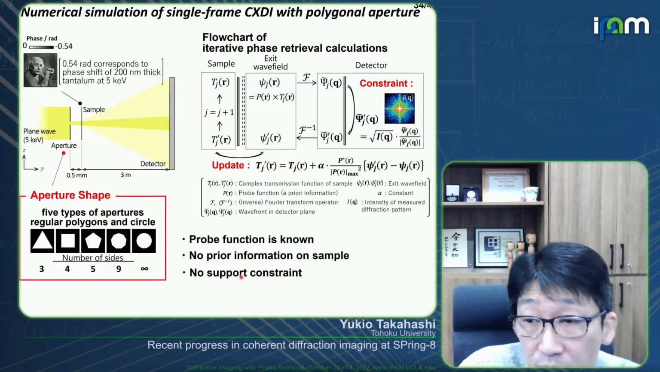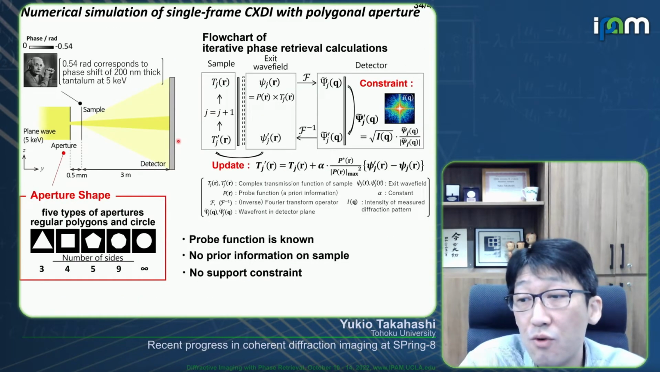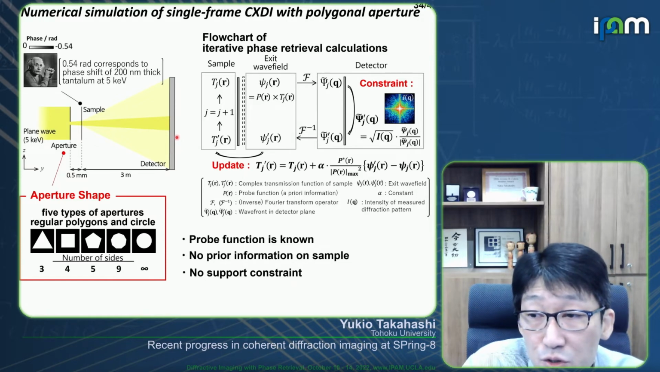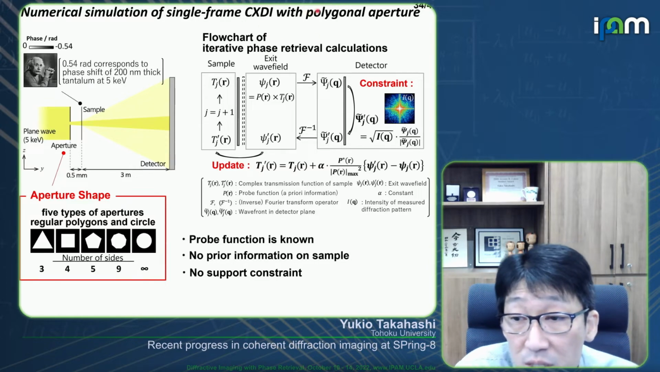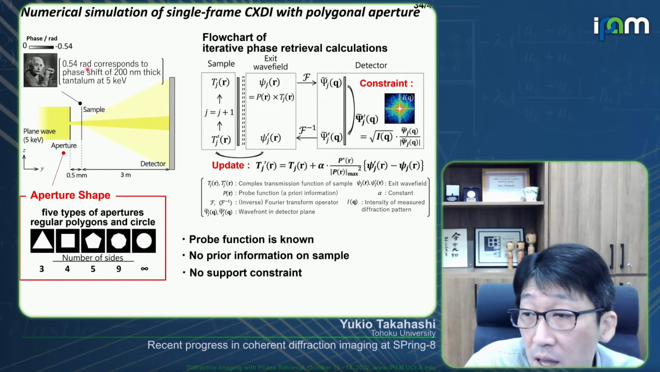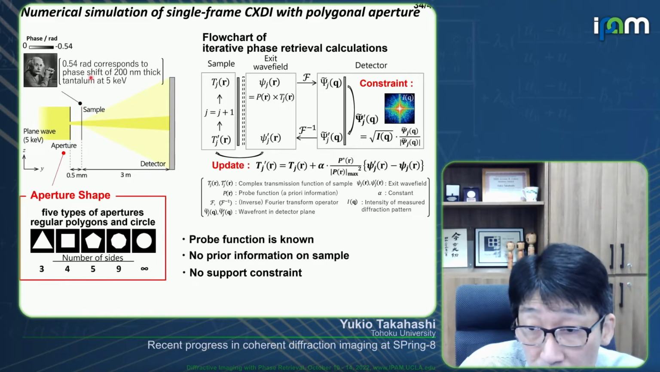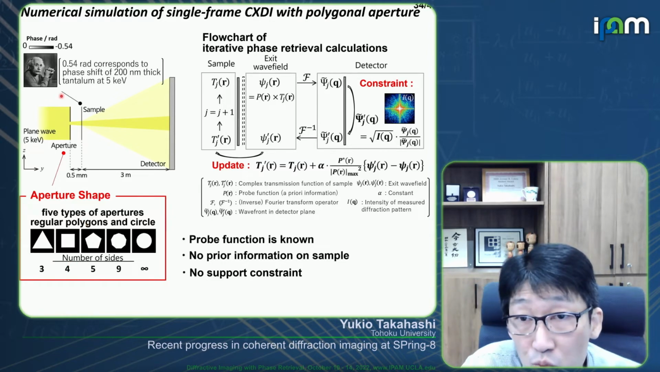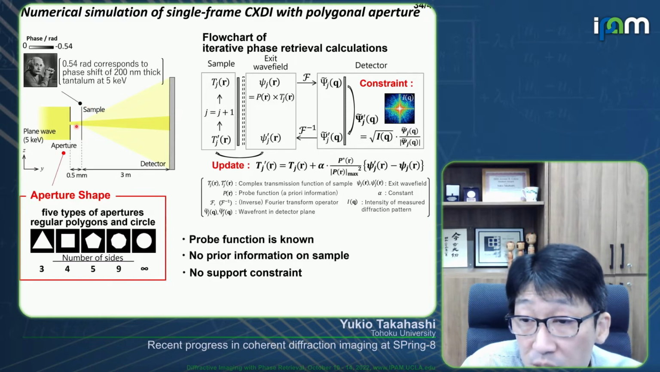So here we first perform a simple simulation for realization of single frame CXDI. We simulated the reconstruction of the sample image by placing a polygonal aperture just in front of the sample. The sample was an Einstein image like this one, and the apertures were polygonal and circular apertures. The distance between the sample and the aperture was 0.5 millimeter.